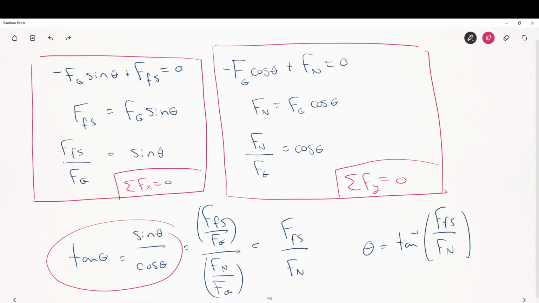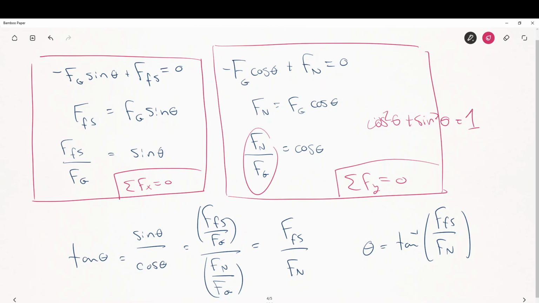Another common identity to use would be the Pythagorean identity. So for instance, cosine squared theta plus sine squared of theta is equal to 1. And so there might be some interesting information that could be found by substituting these in there. But I'm not going to do that because I already kind of know where this problem is going.